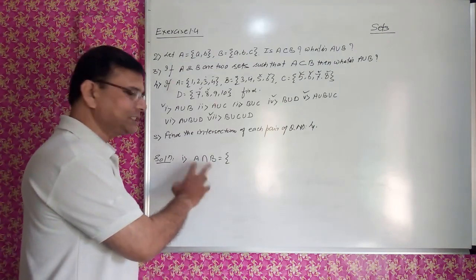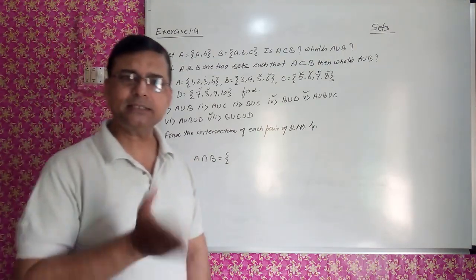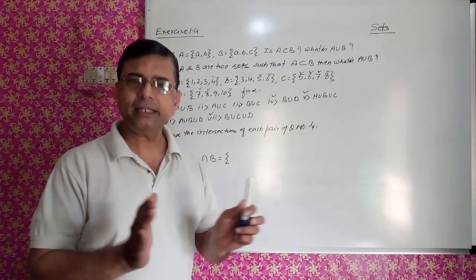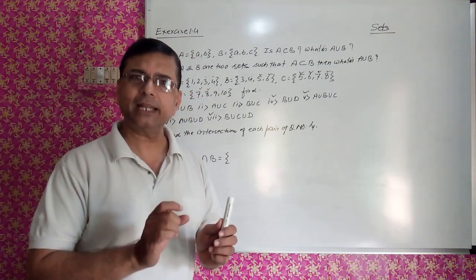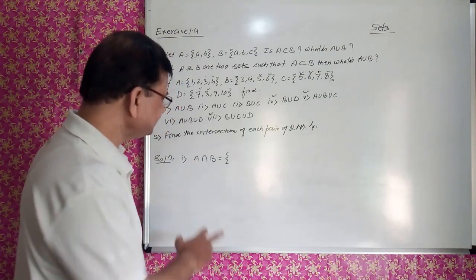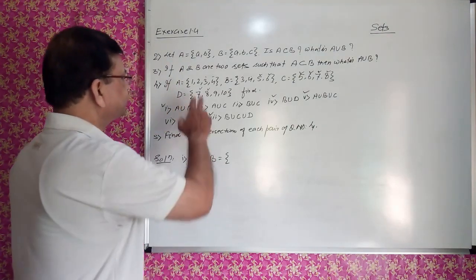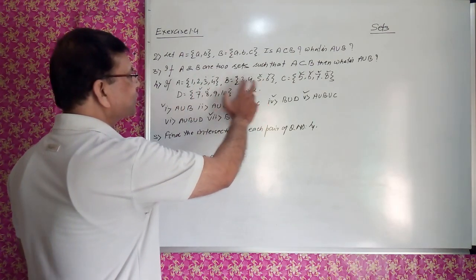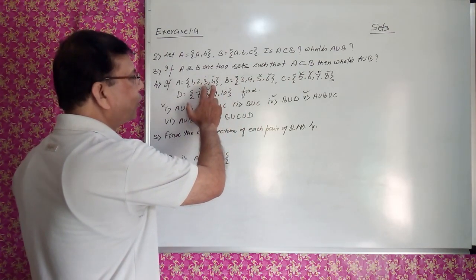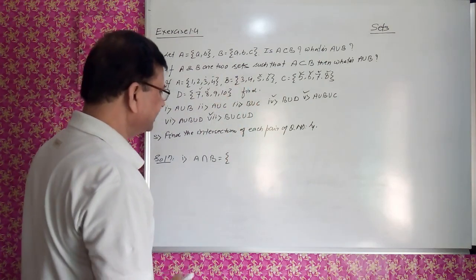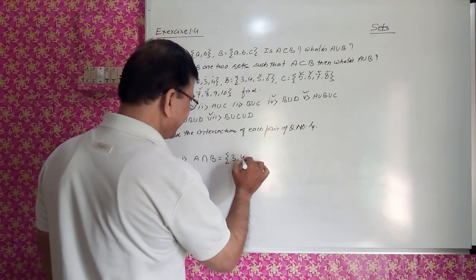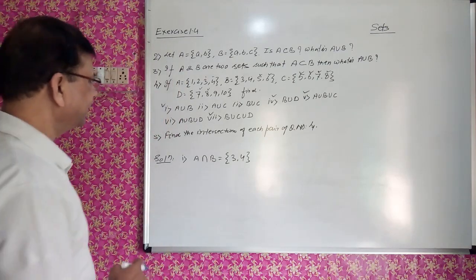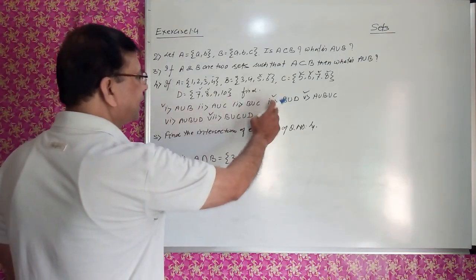So what is A intersection B? A intersection B is a set where the elements that are common in these sets will be written. A is this, B is this. So which elements are common? That is 3, 4. So A intersection B is 3 and 4. Simple, right? Then we will go for the next one.